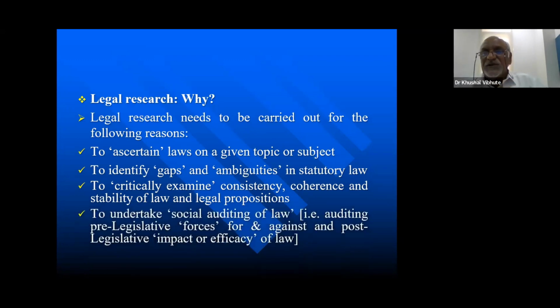The fourth purpose of legal research could be to take a social audit of law, because law operates in a complex social setting.